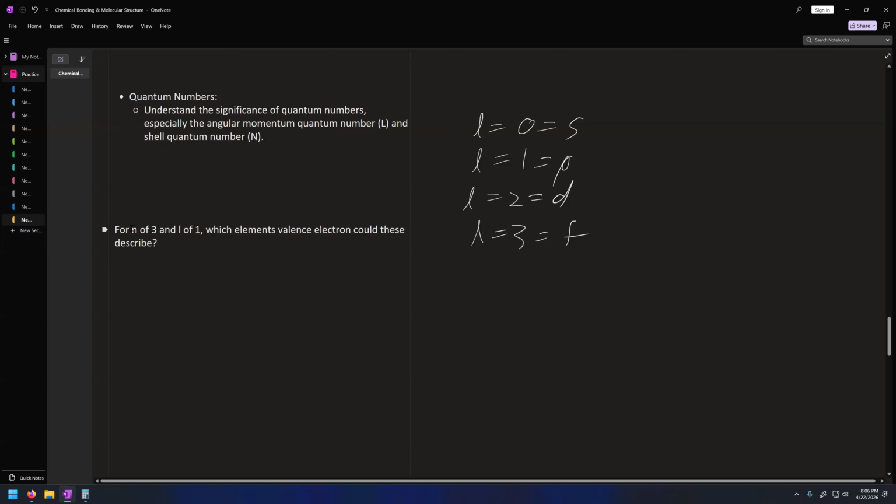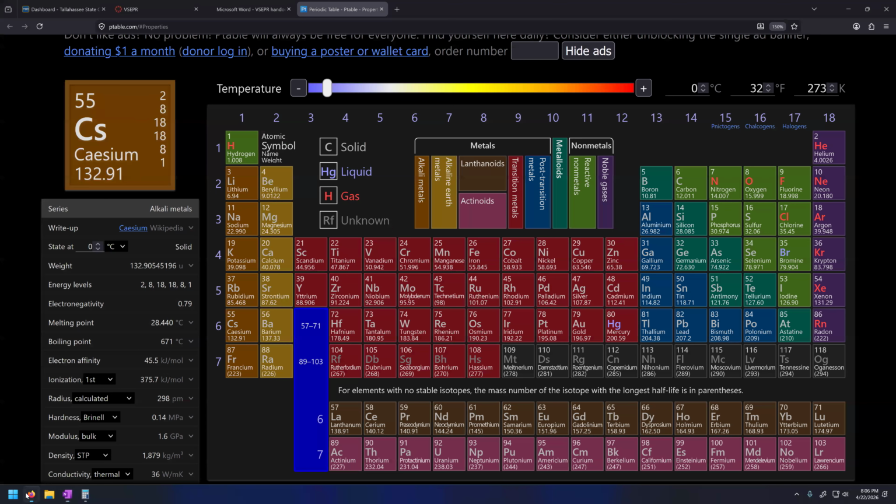So you want to find a situation where n is equal to 3 and L is equal to 1, and then pick an element from the periodic table where that happens. Remember, n is the row, so I kind of triangulate down to the third row here, and then I'm going to scoot past these two. I know those can't apply because when L is 1, we're in the P block of the periodic table. And so a good answer to this question would be any of these 6 elements might be described by an n of 3 and an L of 1.